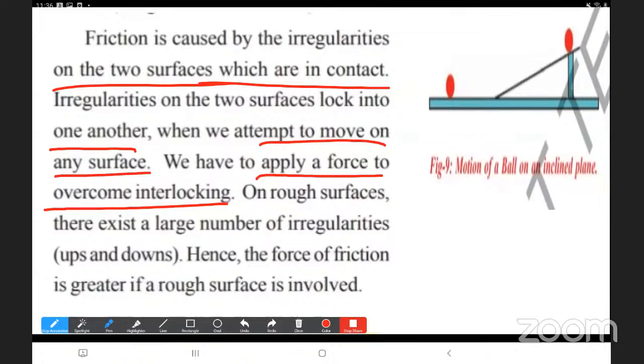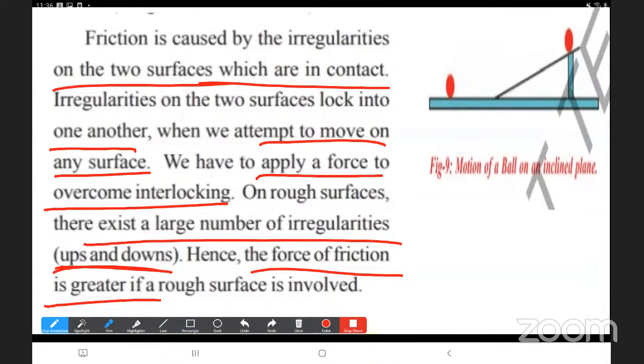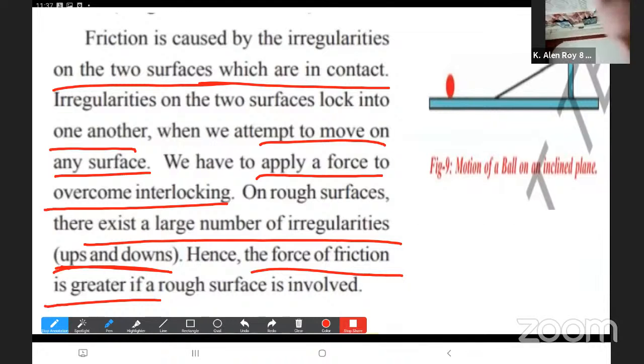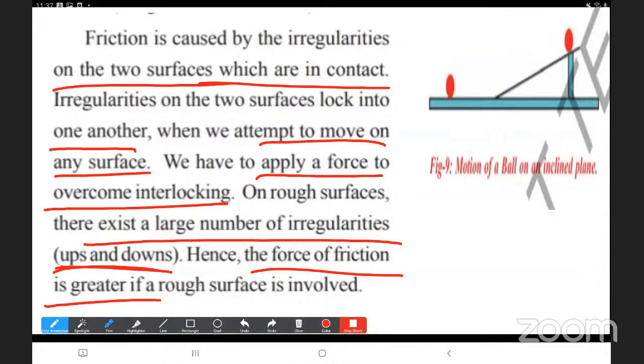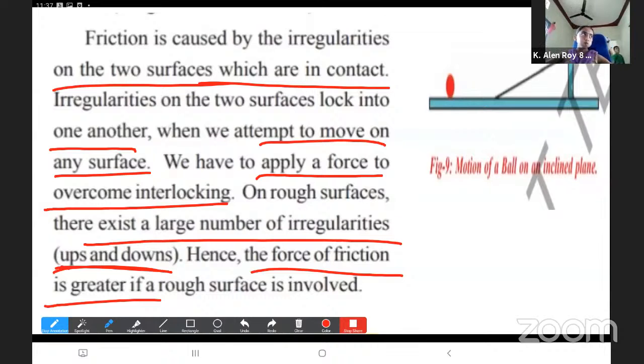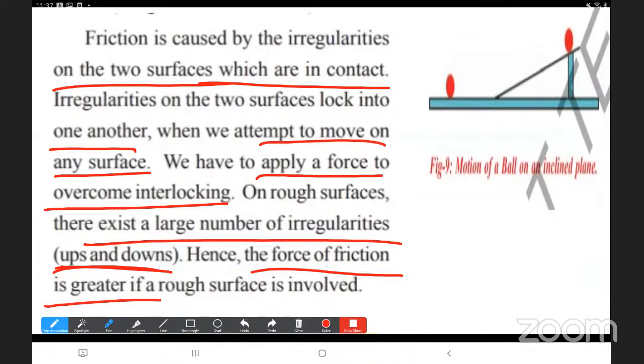So on a rough surface, there exists a large number of irregularities. That means ups and downs. When we observe the rough surface very closely, we observe the ups and downs. Hence, the force of friction is greater if a rough surface is involved. When compared to a smooth surface, the rough surface has more friction because a large number of irregularities are present on it. Okay. So here, the force of friction is greater if a rough surface is involved.